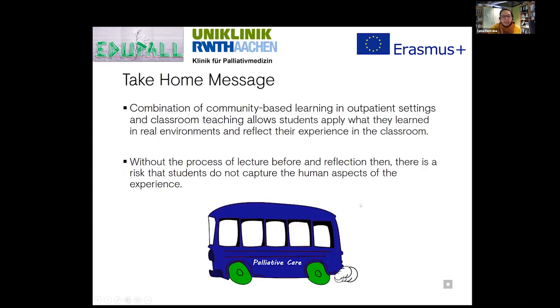Finally, I want to say that the combination of community-based learning in an outpatient setting and classroom teaching allows the students to apply what they learn in a real environment and reflect on their experience in the classroom. Without the lecture before and the reflection afterwards, there is a risk that the students do not capture the human aspect of the experience.